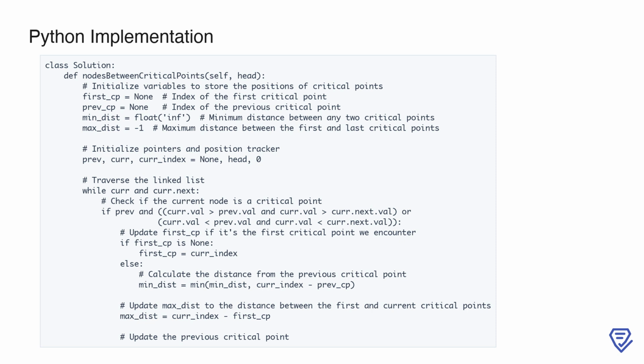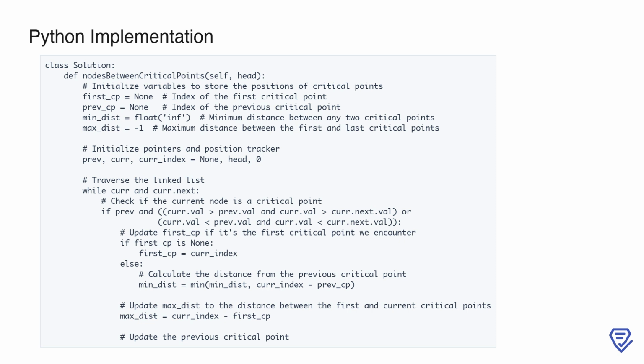First_CP will hold the index of the first critical point, while prev_CP will track the index of the last encountered critical point. For the distances, we set min_dist to infinity as a placeholder for the smallest distance, and max_dist is initialized to -1 since we haven't calculated any distances yet. Next, we set up pointers: previous for the previous node, cur for the current node, and cur_index to keep track of the position in the linked list.